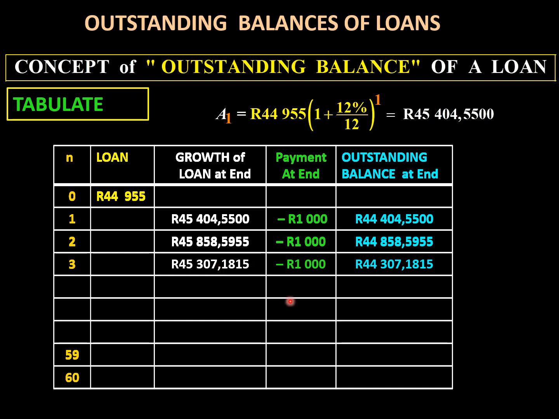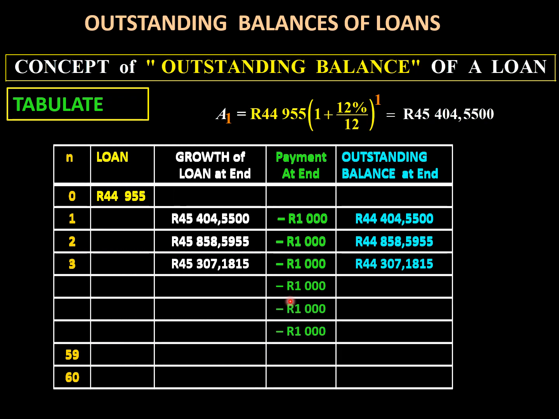So that's the balance, and we can continue doing this, right? And then if we take the 59th payment, we see that the balance after making the payment of 1,000 is 999 rand and 0.99 cents, and then that grows to 1,000, and then she makes a final payment of 1,000, and her balance is now 0, right? So this is actually what happens if you have that.